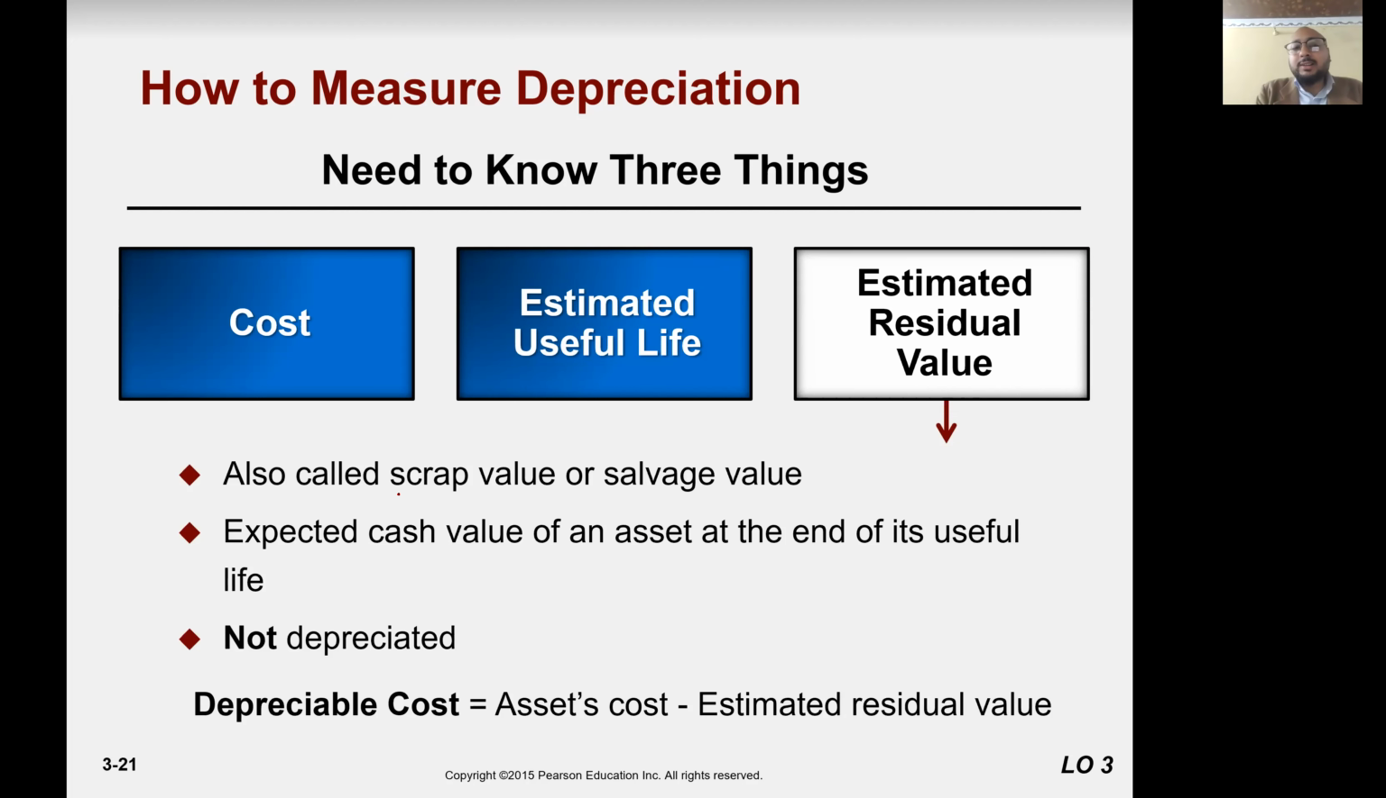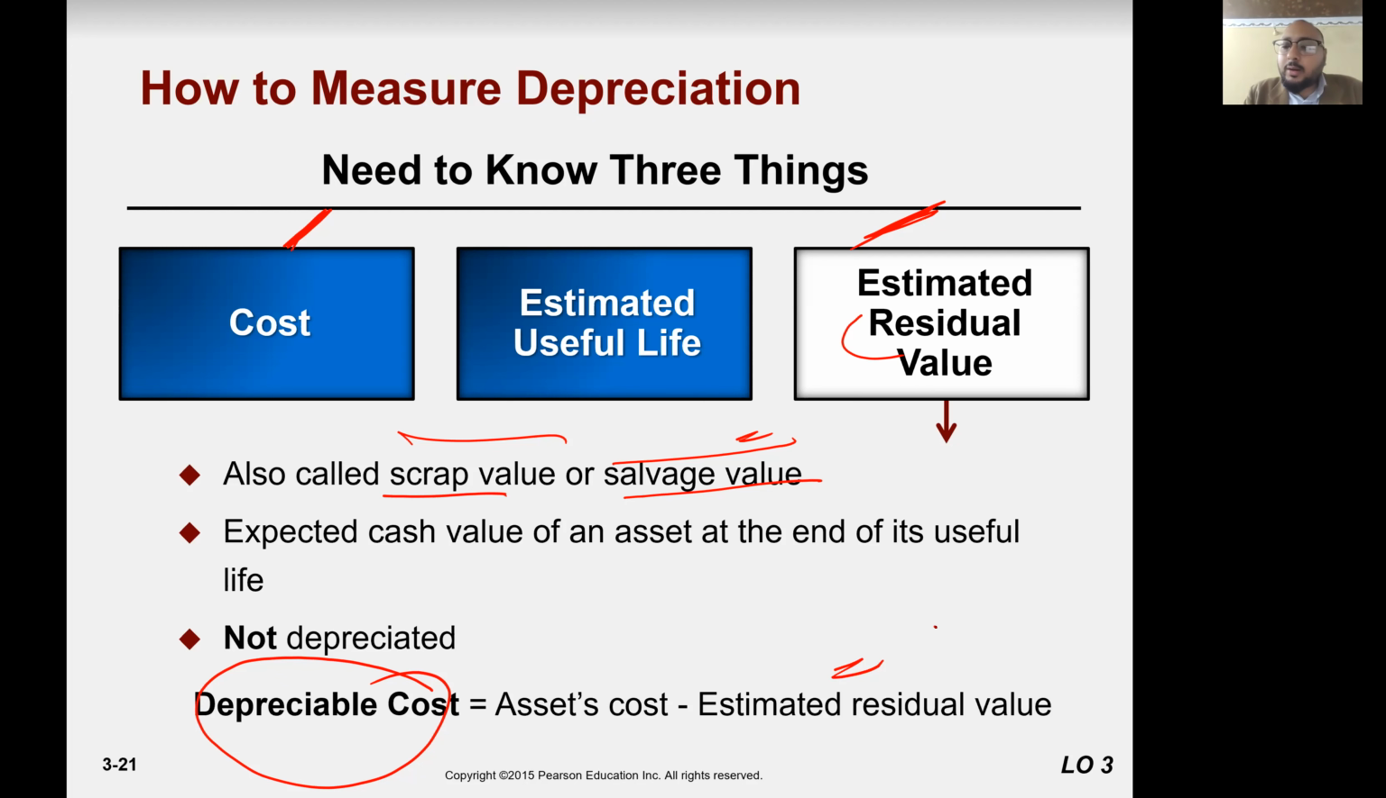So residual value, also called scrap value or salvage value, is what we get if we want to dispose of the asset, less the cost of disposal. So how much is the value? That is called scrap value, residual value, or salvage value. Three names for the same thing. So what is depreciable cost? Asset cost minus estimated residual value. In some books, we call this scrap value. In some books, we call this salvage value, but here we call this residual value. So that is the cost that is going to be depreciated, not the full cost of the plant.